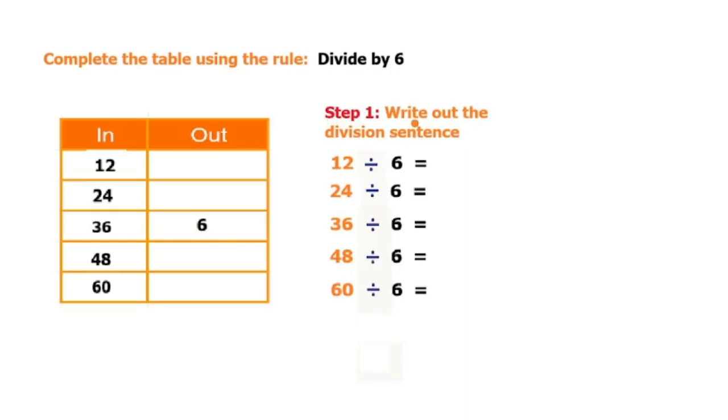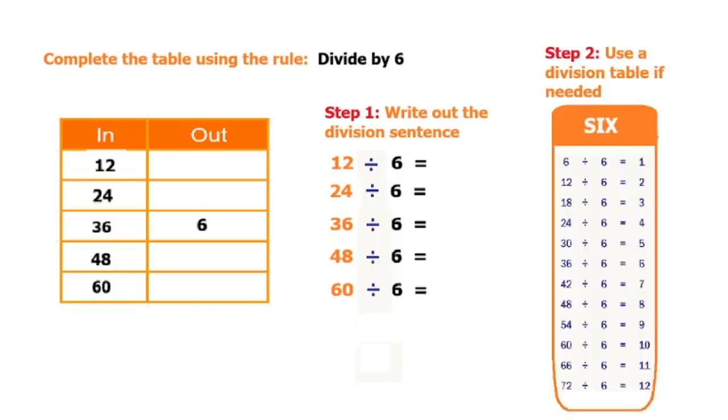So the first step, let's write out the division sentence. So 12 divided by 6, 24 divided by 6, 36 divided by 6, 48 divided by 6, and 60 divided by 6. So this second step is to actually do the division. Okay, so you could use the division table if needed, but it would be good if you can try to memorize what these numbers are.